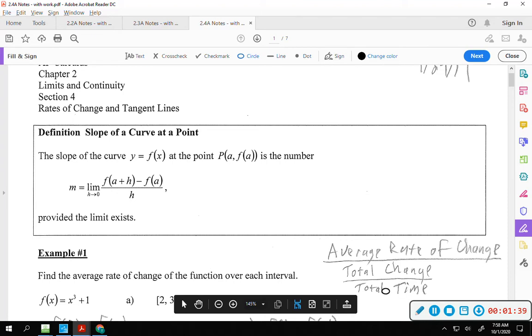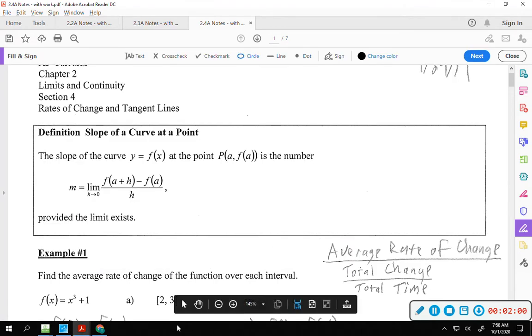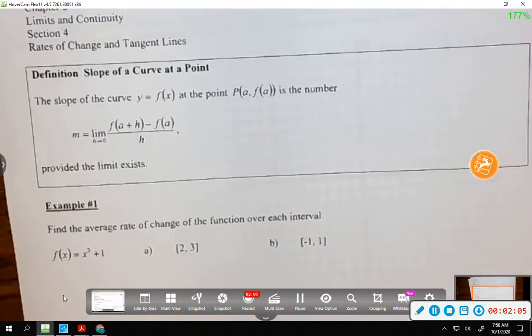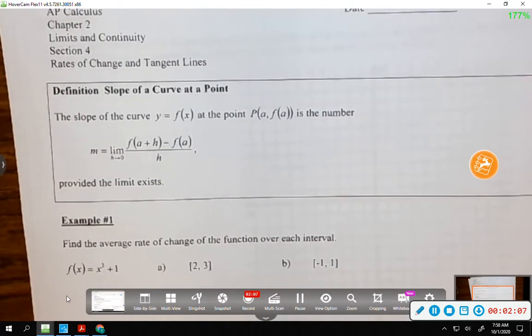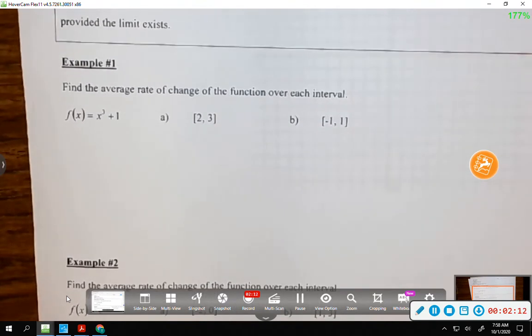It doesn't have to be distance. It could be the change in profit over time. It could be the change in a particular disease over time. The average rate of change is found by taking the total change over the total time. So the first couple questions are going to be pretty easy. It's simply going to ask us to find the average rate of change over a particular interval.